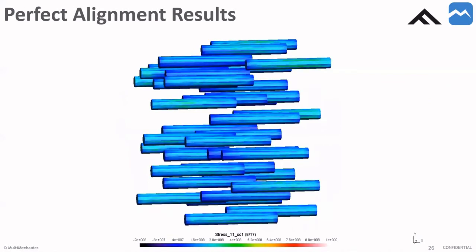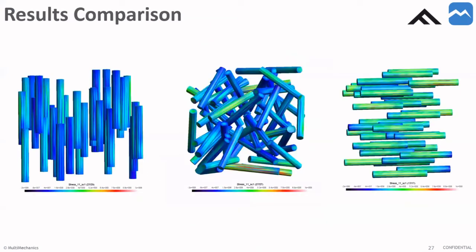Then we look at the perfectly aligned results. We can see how nicely the fibers are being loaded evenly. A lot of the stress is passing through the fiber, which means there will be a higher performance part. So you can see this all wrapped together.